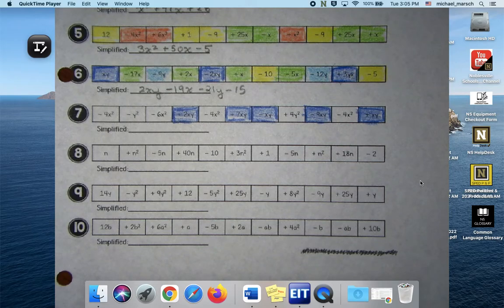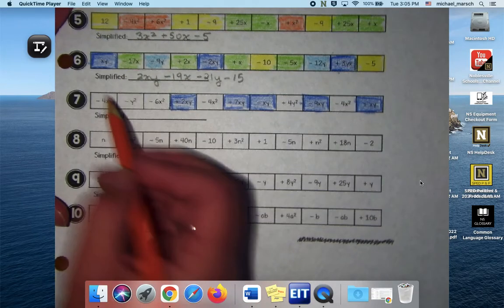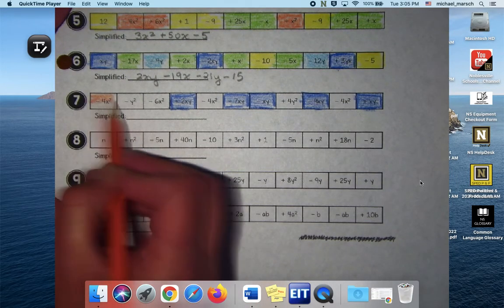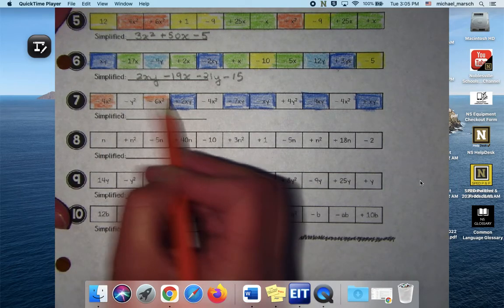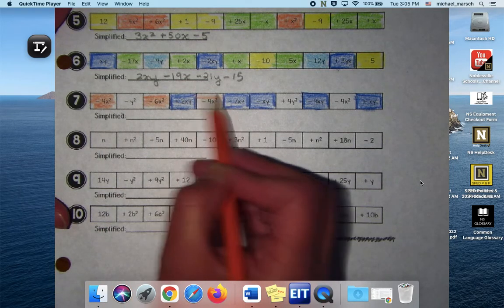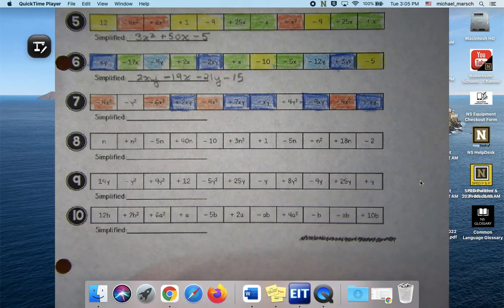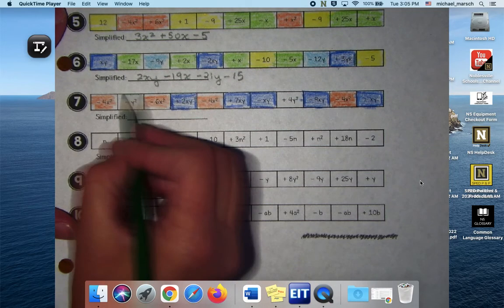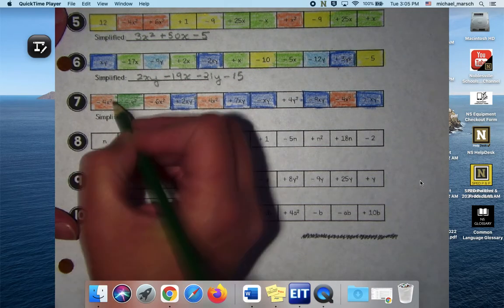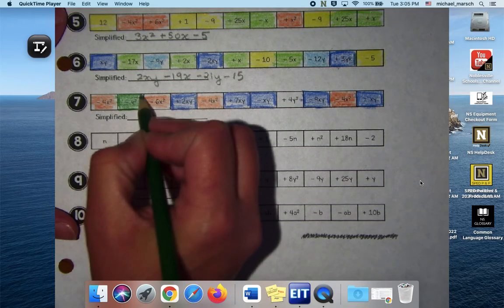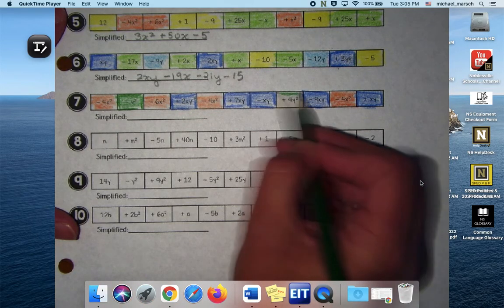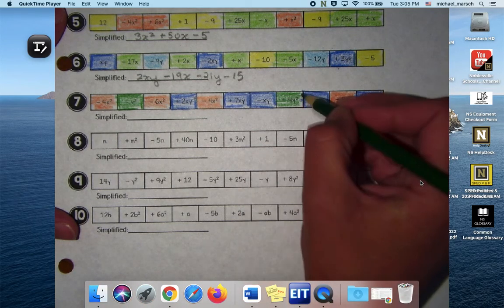We did orange for the x squareds. And I don't think we've had any y squareds yet, so we'll use our dark green for that. And I'll put a dark border around the dark green.